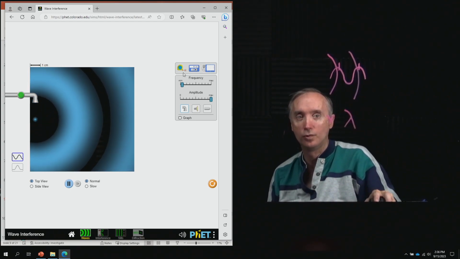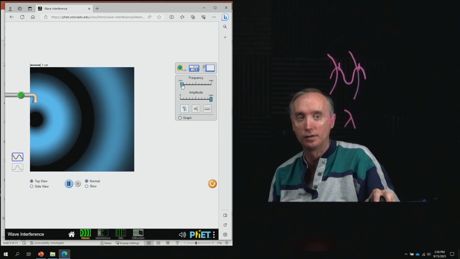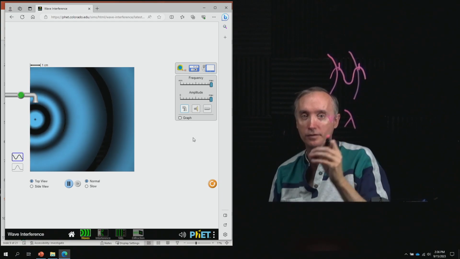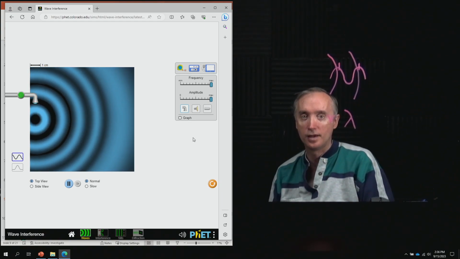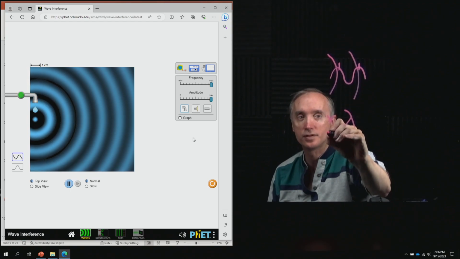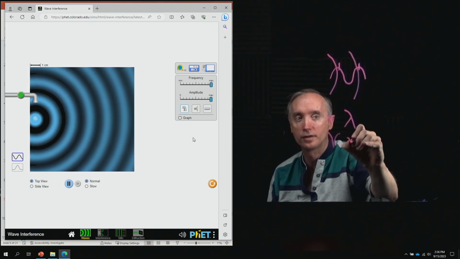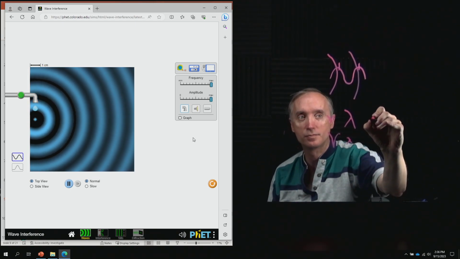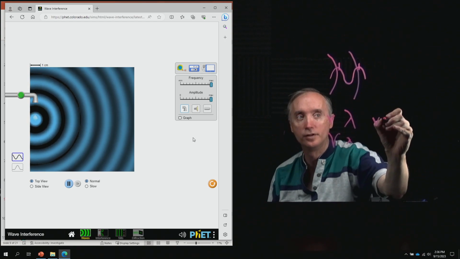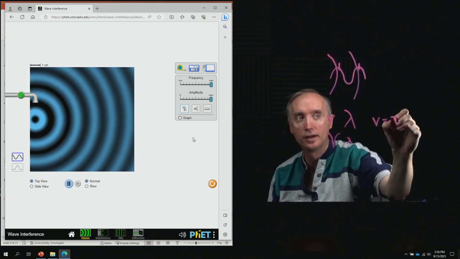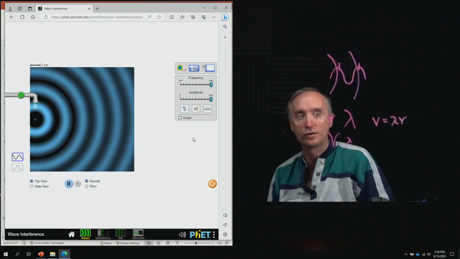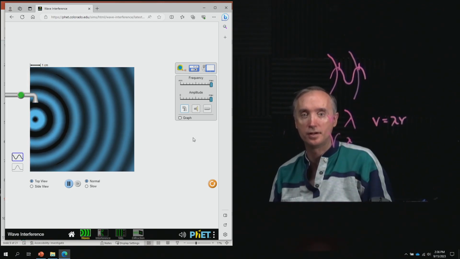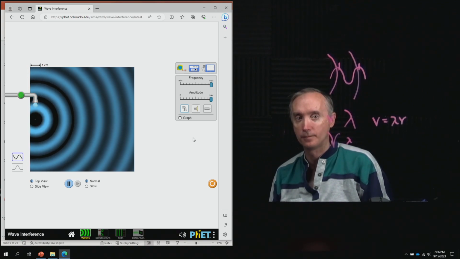Let's try, what do you think is going to happen if I make the frequency large? See, it's dripping faster. And you notice that if the frequency is large, then the wavelength got small. Why is this true? Because the speed of any wave is equal to its wavelength times its frequency. So if one gets small, the other one has to get big in order to compensate.